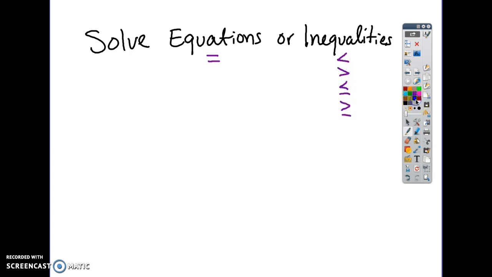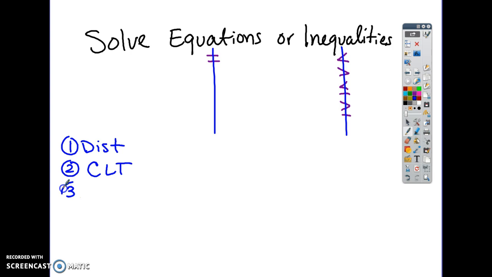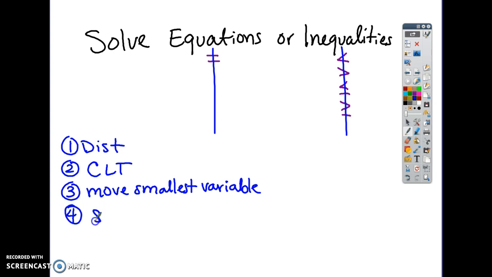And when you have something like that, you always draw the line down the middle of it, and you do the steps that we have written down on the wall, which is to distribute if you can, combine like terms, move the smallest variable, and do.